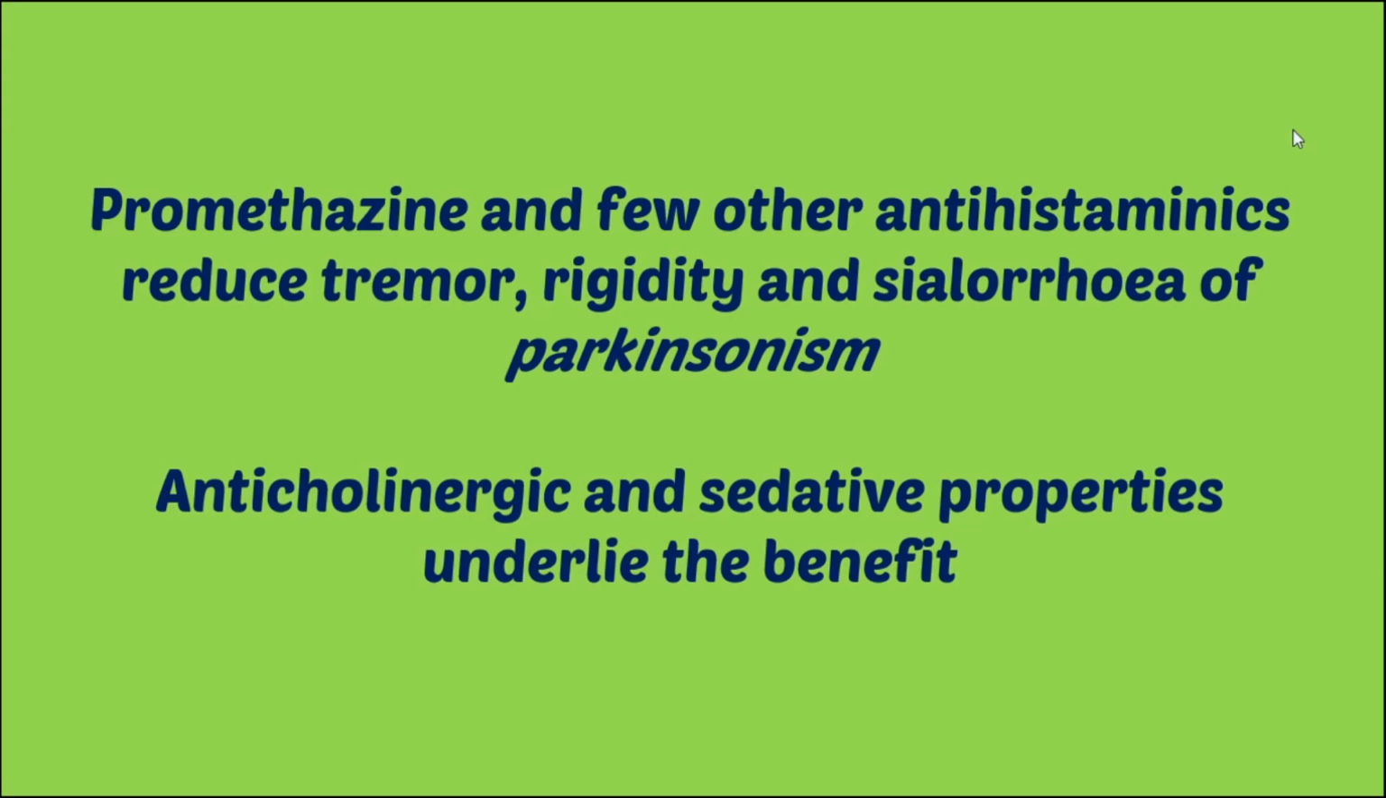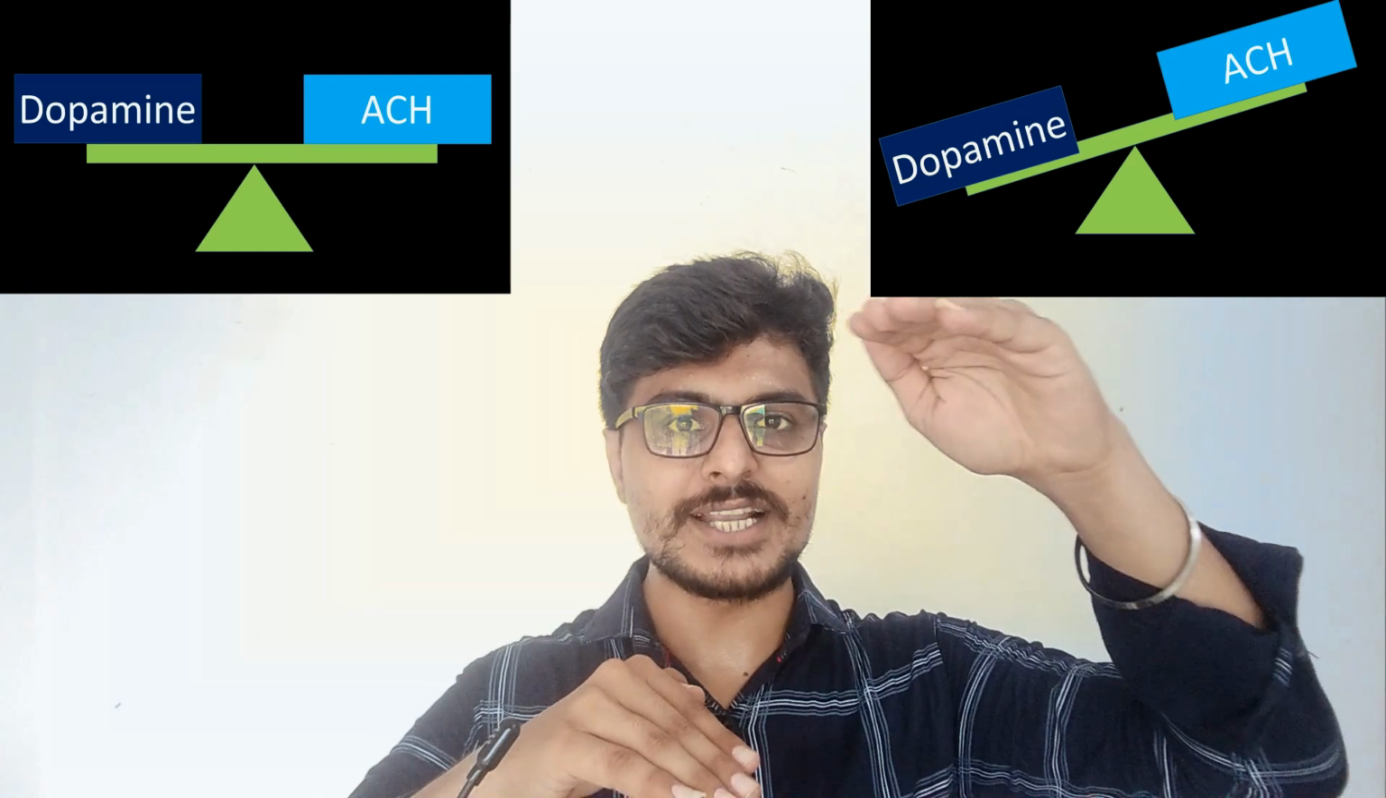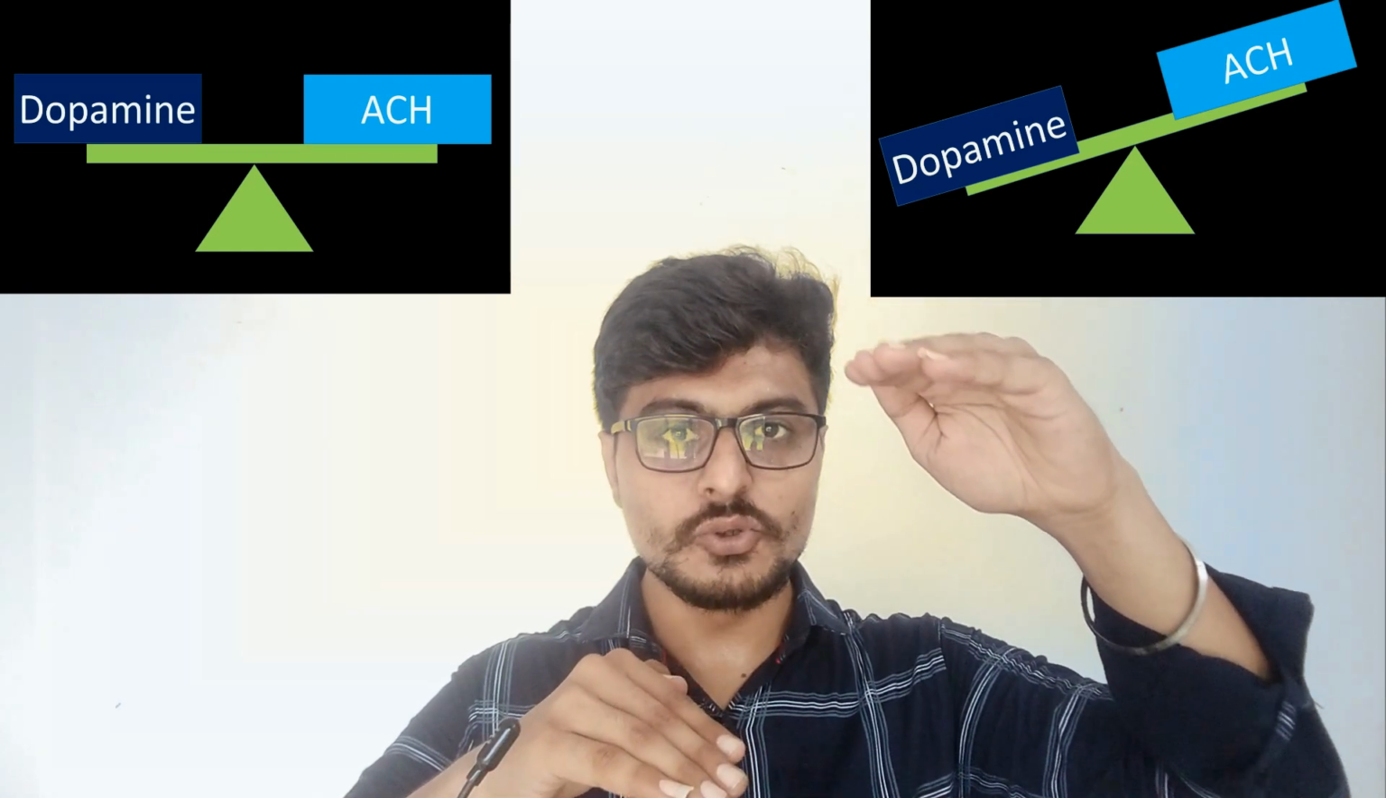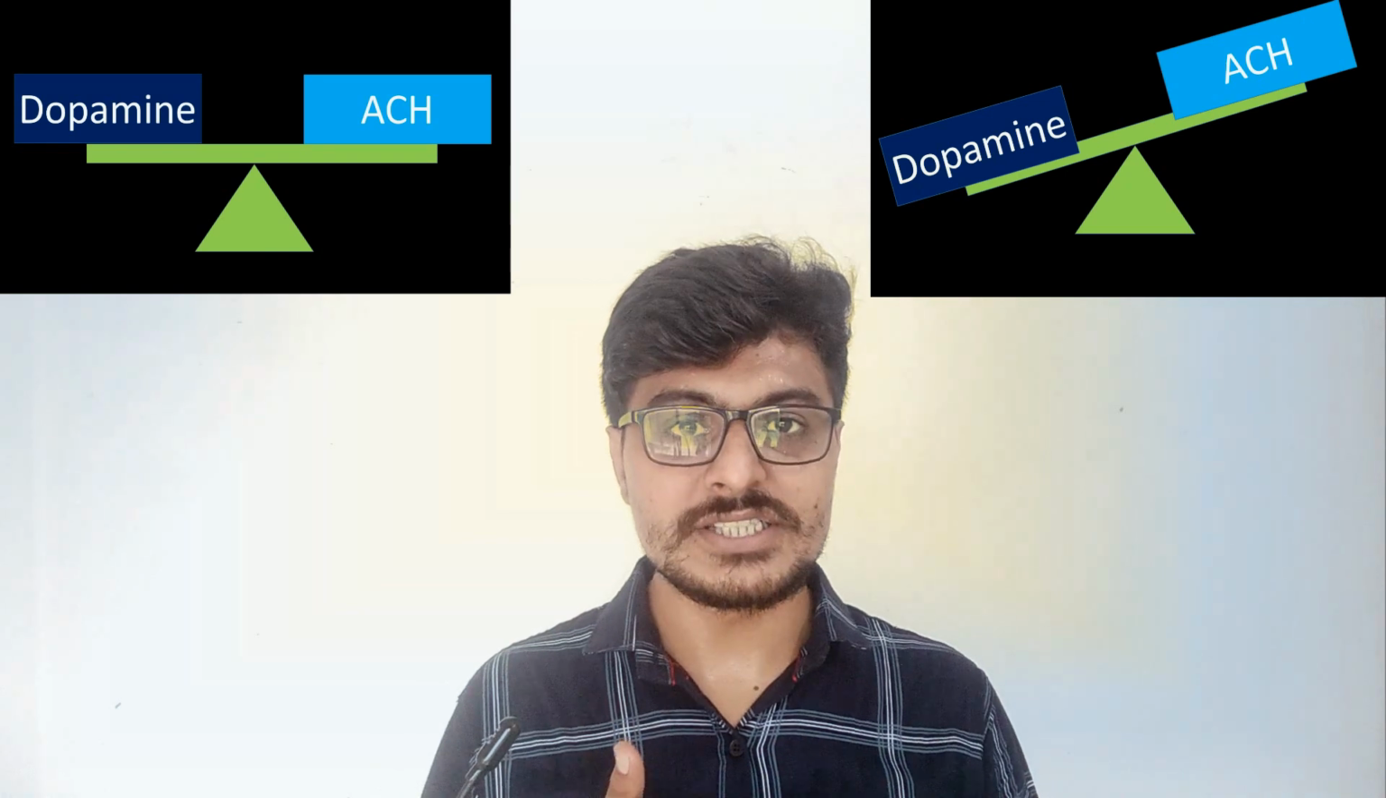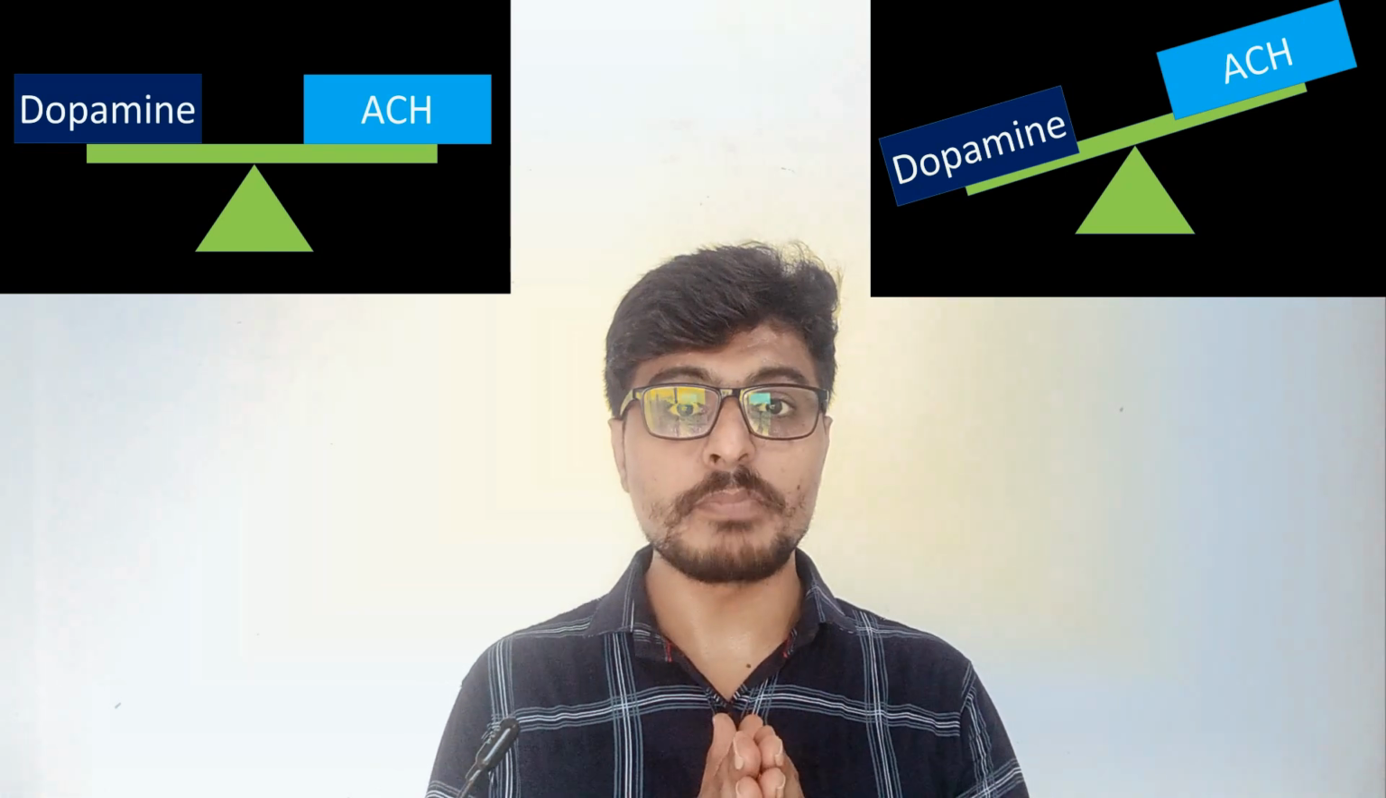Promethazine and a few other antihistaminics reduce tremor, rigidity and sialorrhea of Parkinsonism. Anticholinergic and sedative properties underlie the benefits. Now what happens in Parkinson's? In the normal condition there is a balance between dopamine and acetylcholine. In Parkinson's, dopamine decreases and acetylcholine increases in the brain. Due to that there are tremors, rigidity and sialorrhea. So these are blocked by anticholinergic drugs, and promethazine has anticholinergic property.